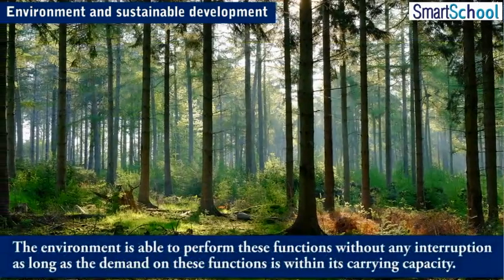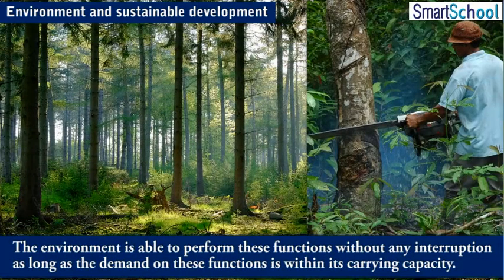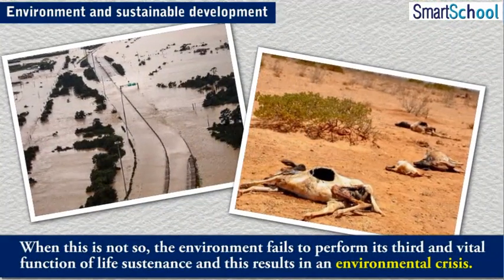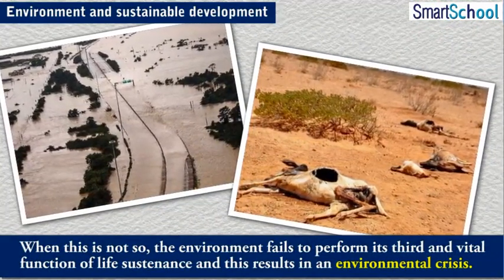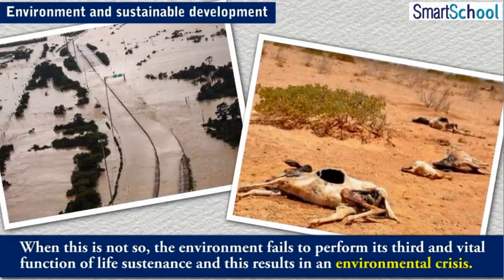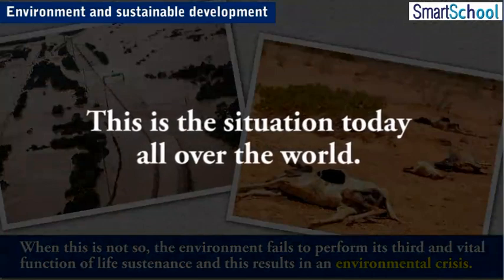The environment is able to perform these functions without any interruption as long as the demand on these functions is within its carrying capacity. This implies that the resource extraction is not above the rate of regeneration of the resource and the wastes generated are within the assimilating capacity of the environment. When this is not so, the environment fails to perform its third and vital function of life sustenance, and this results in an environmental crisis. This is the situation today all over the world.